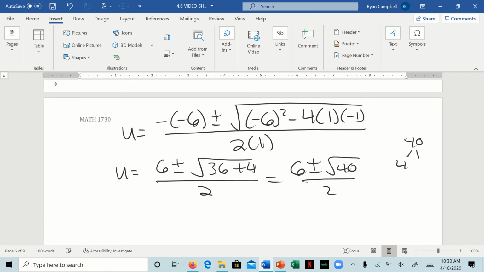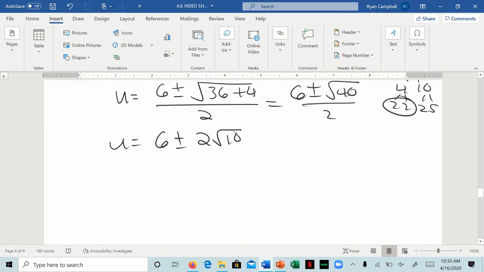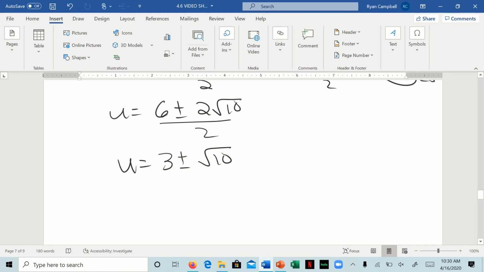And then 40 can simplify into 2 square root of 5. Oh, never mind. That's 4 and 10, which would be 2 and 5. So it would be 2 square root of 10 over 2. To simplify that, we see it's going to be 3 plus or minus square root of 10. And we're done, right? Hopefully you said no, because we don't care about u.